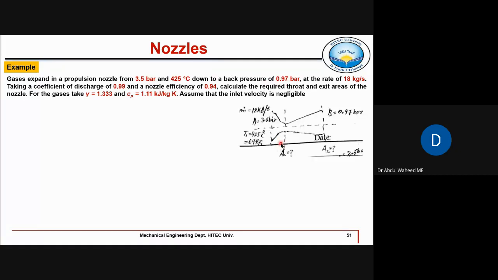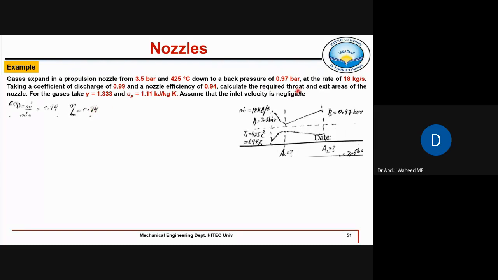Here I have already drawn the schematic. Here is the inlet pressure 3.5 bars and inlet temperature 425 degrees Celsius. The pressure at the exit is 0.97 bars, and the fluid flow rate through this nozzle is 18 kilograms per second. Taking a coefficient of discharge of 0.99, we already know what is meant by coefficient of discharge: actual mass flow rate m dot divided by m dot s is 0.99. The nozzle efficiency is also given as 0.94.